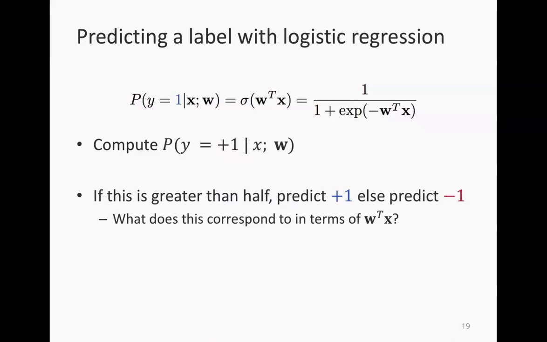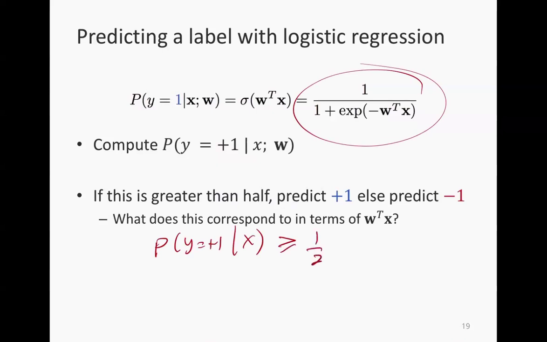But if your probability itself was defined using this expression, what is this decision, P of y equals +1 given x is greater than or equal to half? What does that correspond to in terms of the W transpose X? Can someone take a guess without actually doing the math?